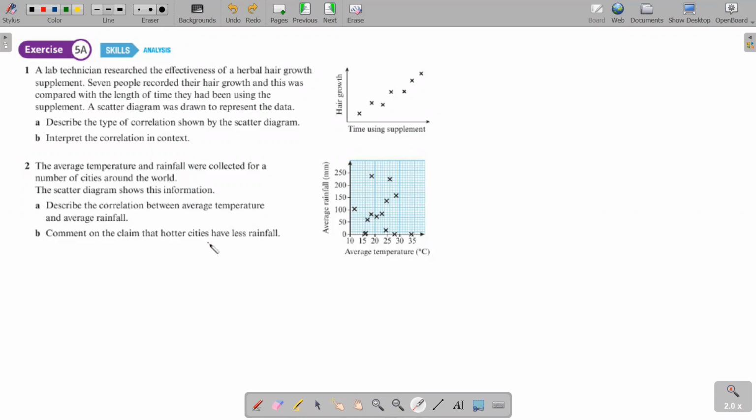So you need to say, basically, your scatter plot shows there is no correlation. Therefore, the scatter plot does not suggest that hotter cities have less rainfall. You cannot give such a claim, because there is no correlation. All right, guys.